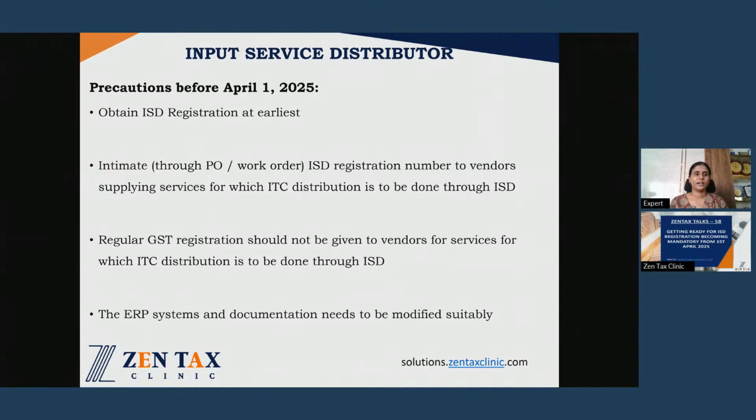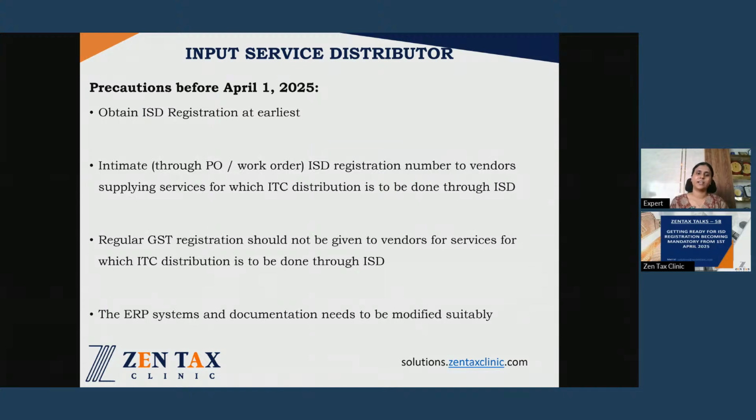Secondly, we need to inform our suppliers or vendors who provide us any common services, and for such services we need to transfer ITC. We need to inform those vendors and specify to them the ISD registration number. When the vendor issues the invoice to our ISD registration number, then only we can transfer the credit.